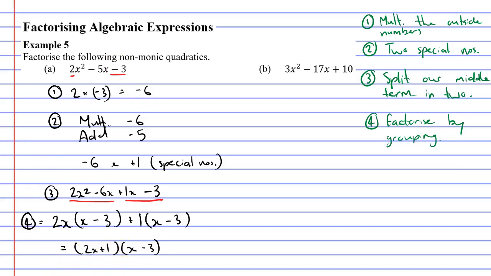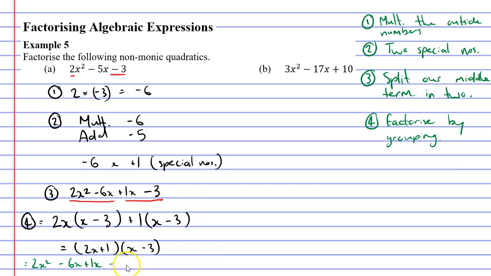Okay, I'll just do this quickly. 2x times x is 2x squared. I'll do it in green because the green represents me checking my answer. 2x times negative 3 gives me minus 6x. 1 times x is 1x or plus 1x. And finally, 1 times negative 3 is minus 3. And if I simplify that, I get 2x squared minus 5x minus 3. So that worked great.